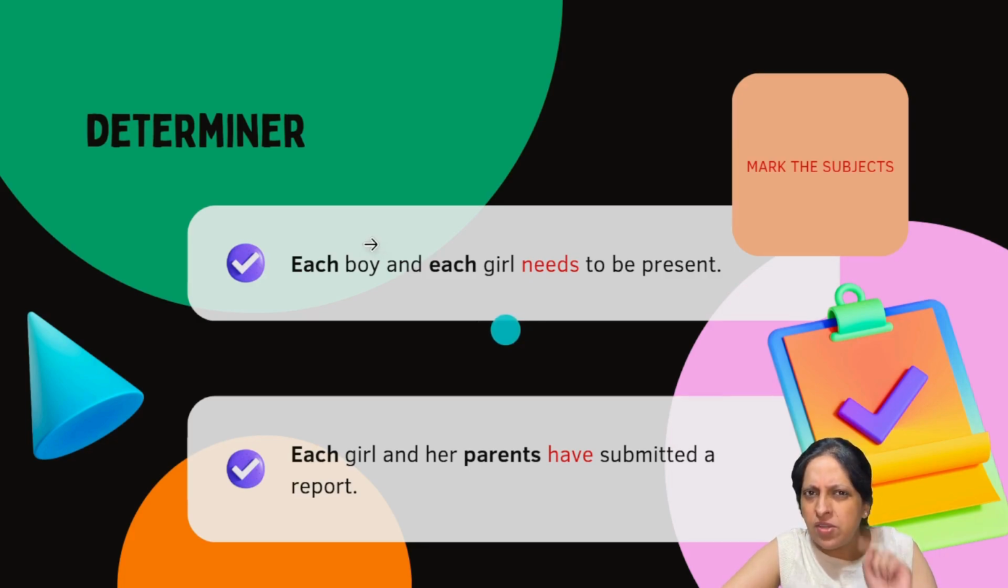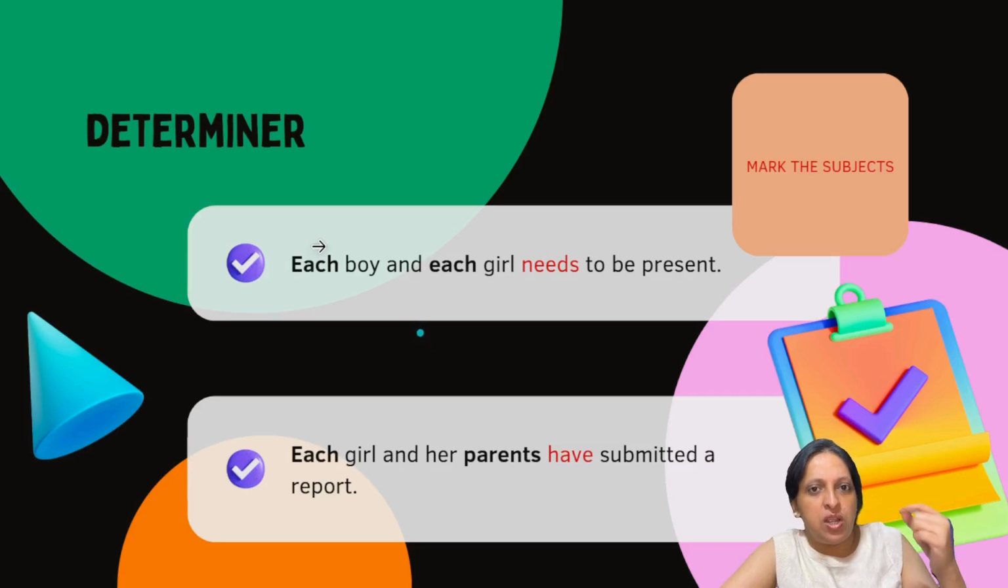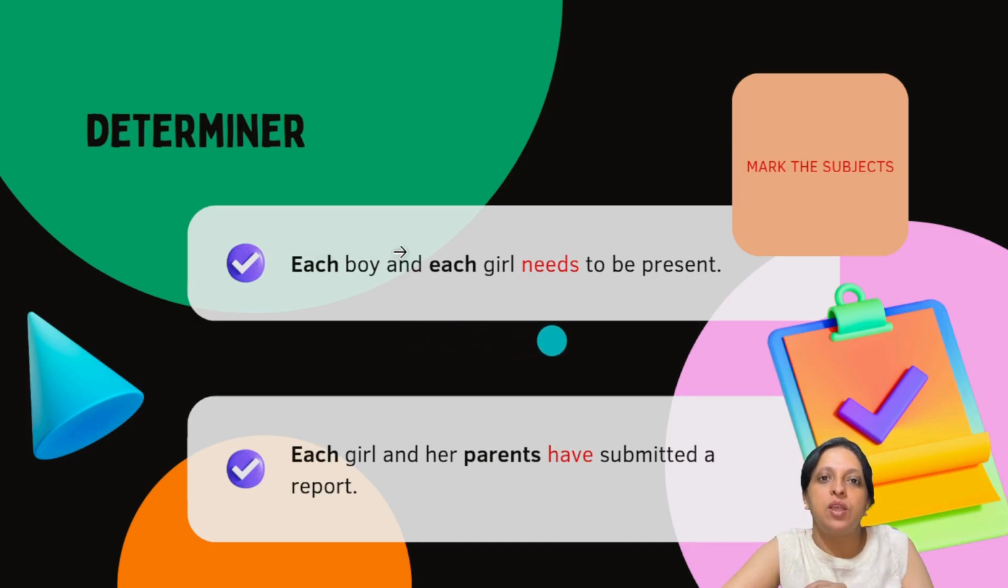But there is a catch. We are using a conjunction here, and. We know that when we use and there are two subjects, and that means they become plural. So the verb has to be plural. But in this case, please note it down. Even if we use each multiple times by using some conjunctions, still we mean individual people here. Like in this sentence, when we are saying each boy and each girl, we mean each individual person, be it a boy or a girl. Therefore, it is going to take a singular verb. So each boy and each girl needs to be present.